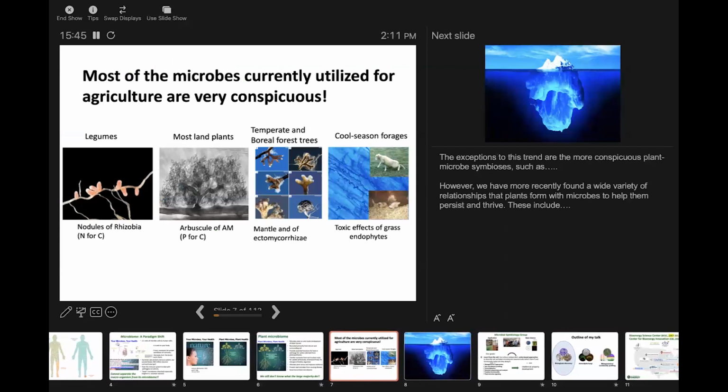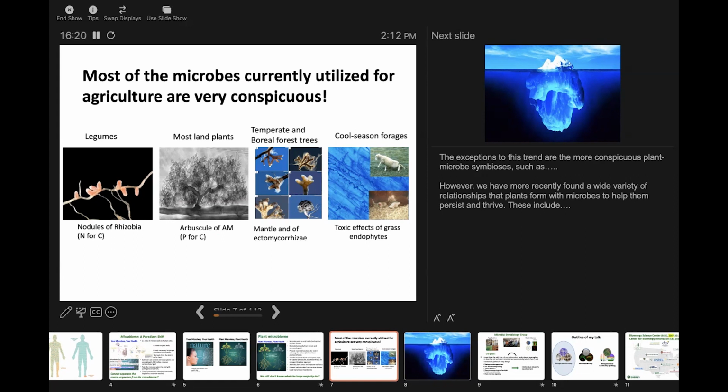This is a bacteria that infects the roots of legumes. Anybody know why people like to grow legumes? Guess where that nitrogen comes from? These bacteria are capable of pulling it out of the air and fixing it into a biological form. Absolutely. These are actually structures that the host built.